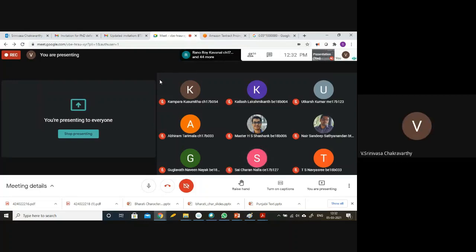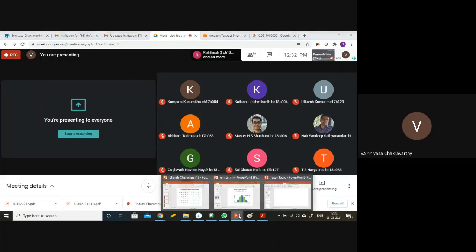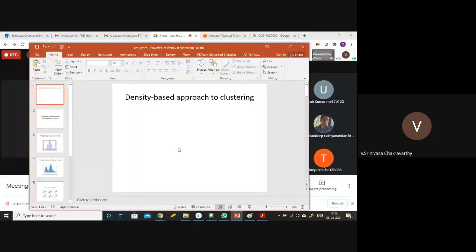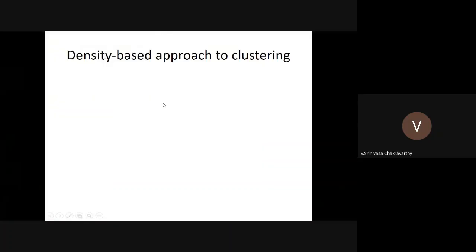So let me start with just the basic idea of the next topic, but I'll get into the details of it in the next class. Can you see the slides? Yes, sir. Density-based approach to clustering, right? Yeah. So this fuzzy clustering nicely motivates this next topic, which is the density-based approach to clustering.